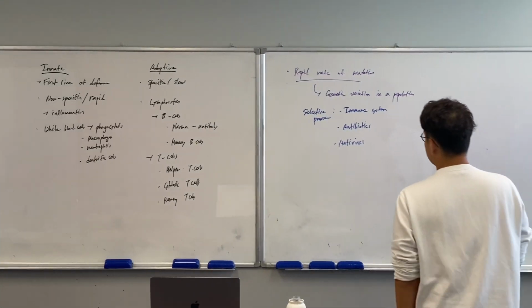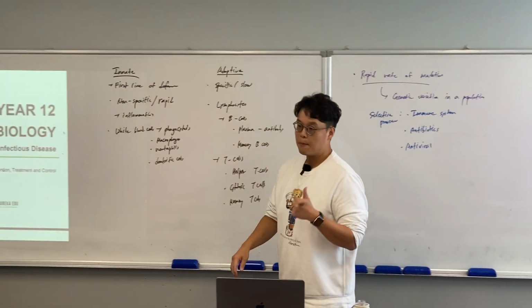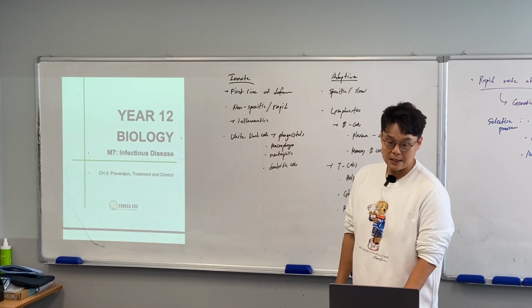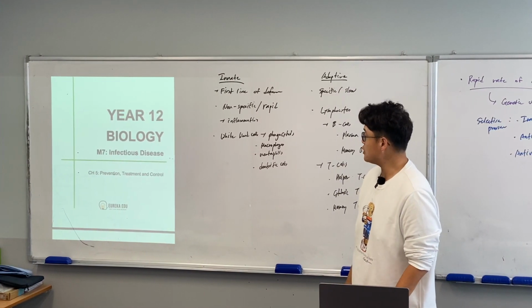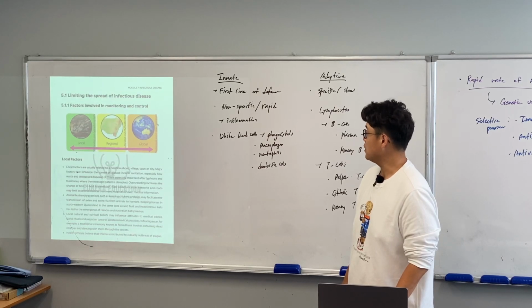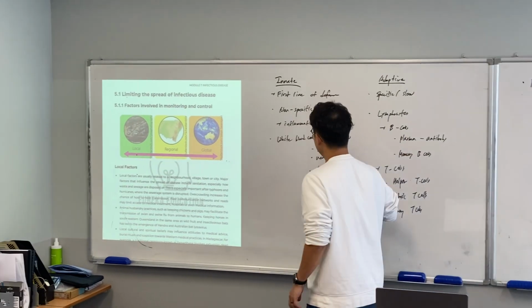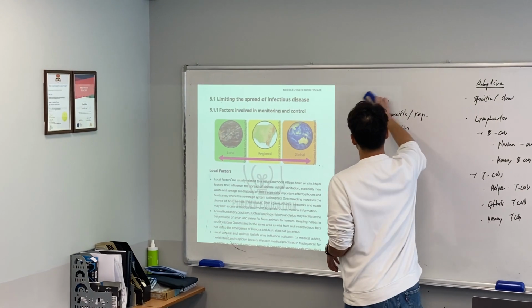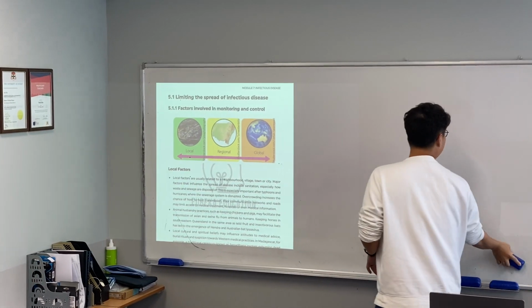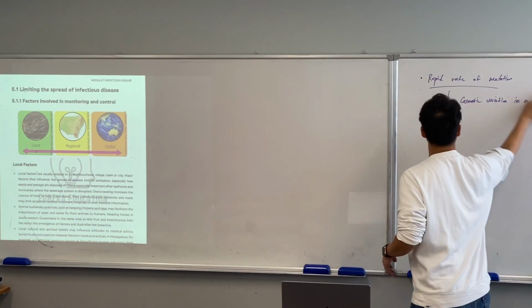Okay, chapter 5 is all about how we prevent, treat, and control infectious diseases. So let's start with the prevention part. Page 136, please. When I'm talking about prevention and treatments, think about what we did in the COVID-19 era. That's how we prevent them.